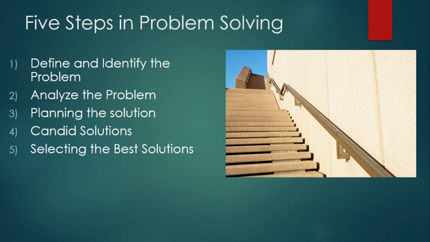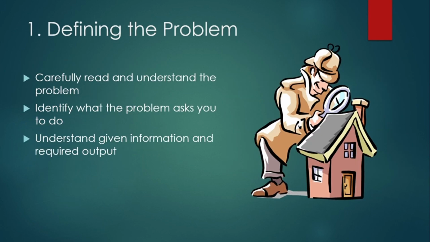Let us now discuss each of these steps in detail with clear examples so that the concept becomes clear for you. The first step is to define the problem. Imagine someone tells you, write a program to calculate something for a student. Now if you don't know what exactly you have to calculate, will you be able to write the program? Of course not. So defining the problem means carefully reading and understanding the problem statement, identifying what exactly the problem is asking you to do, understanding what information is already given to you and what output is required.